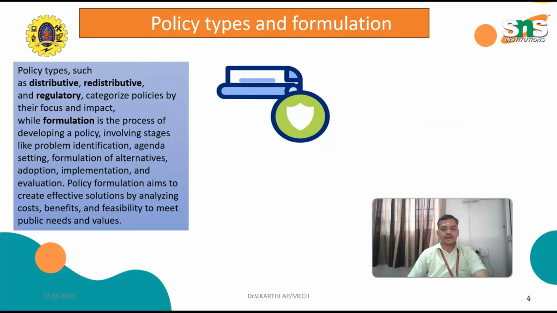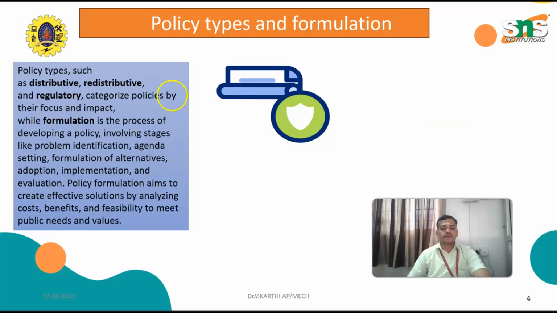Fifth one is by origin: explicit policy, that means a written policy, and unwritten policy. Written policy means formal documents. Non-written policy is cultural and practice-based, which can be different and risky.